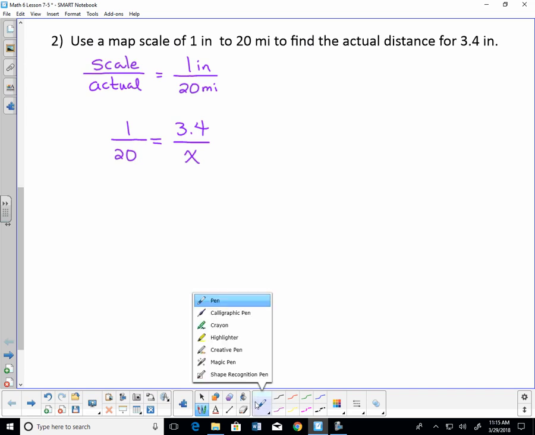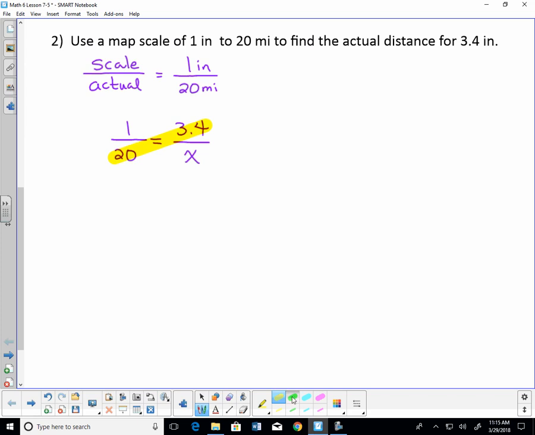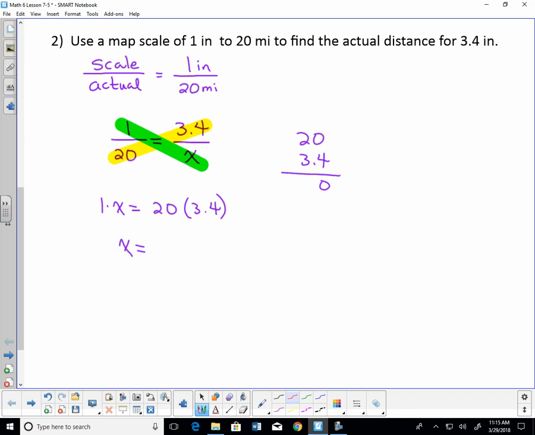If I'm going to cross multiply on my proportion, I'm going to multiply x times 1, and that's going to equal 20 times 3.4. So x is going to equal 20 times 3.4. And that's going to give me 68. Now the last thing I need to do is make sure that I label. Inches to miles, 3.4 is inches, x was supposed to be miles, so x is going to equal 68 miles. So the question was, find the actual distance for 3.4 inches. The actual distance for 3.4 inches is 68 miles. Always make sure the last thing you do is make sure that you labeled it correctly based upon what your scale and actual fraction was to begin with.